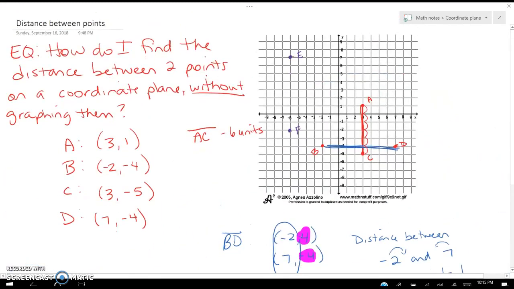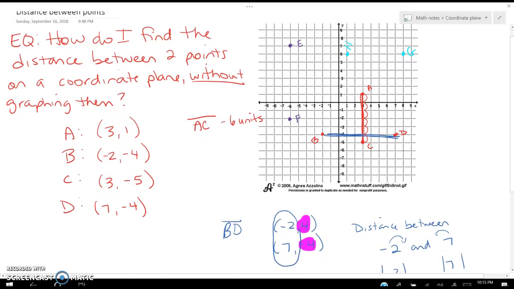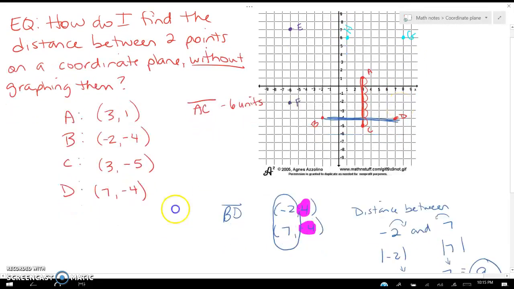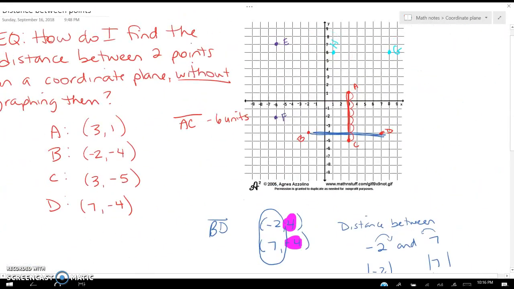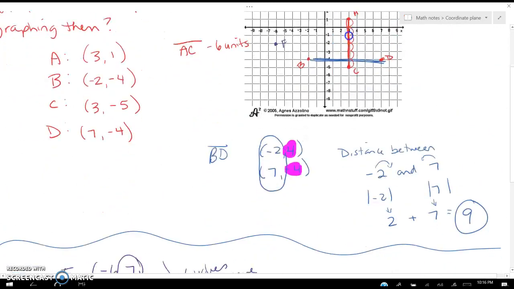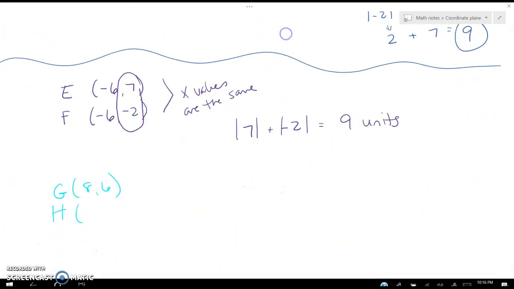Okay, so how about let's do here and here. So this will be G and H. Right, so G then is going to be +8, +6. G is 8, 6. H, sorry, not F. And H is +1 and 6.